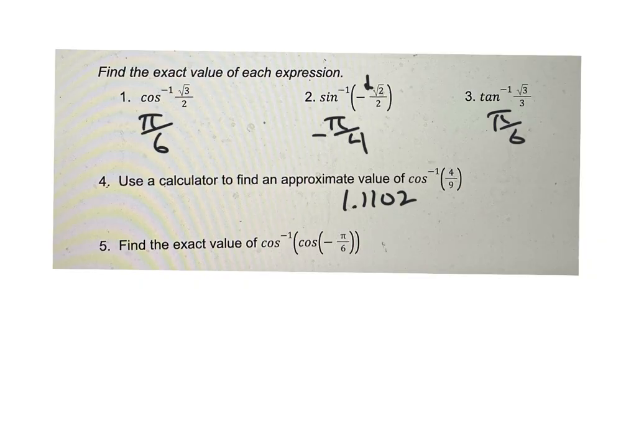And number 5, find the exact value of inverse cosine, negative pi over 6. Sometimes we can just put negative pi over 6 and be done with it. But this time, since it's inverse cosine out here, we cannot use quadrant 4. We have to use quadrant 2 or 1.